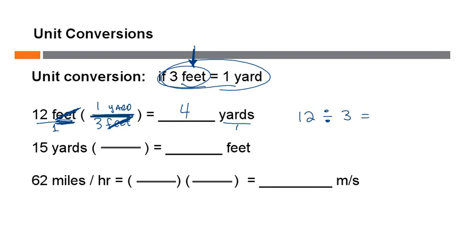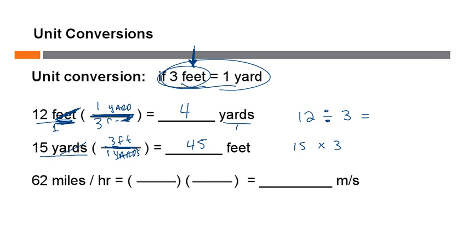Here's the second one. If we take 15 yards, want to turn that into feet. This time I'd have to take the yards and put on the bottom like that. Oops, sorry, wrong number. Here's my 3 feet. The yards on top cancel the yards on the bottom. Now I've got a 15 and a 3. That 3 is on top. That's a multiplication problem. 15 times 3 is 45 feet. Okay, so that looks like that.